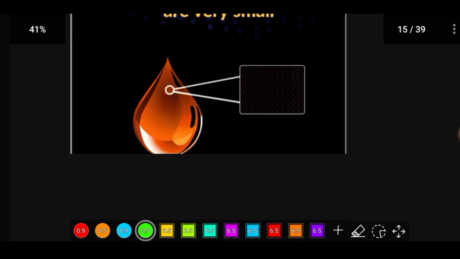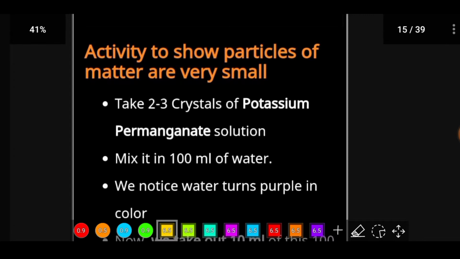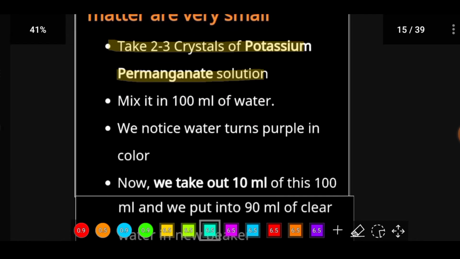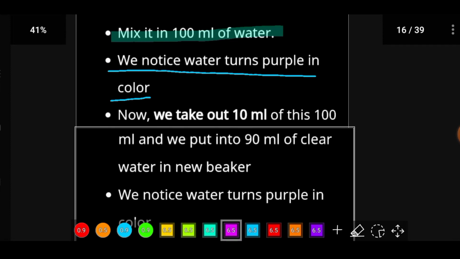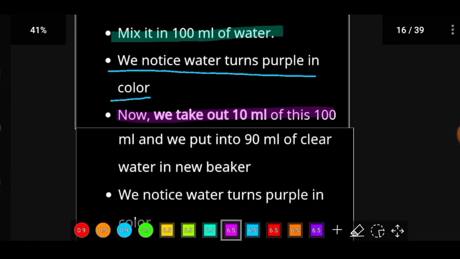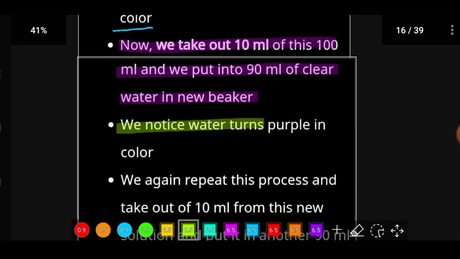Activity to show particles of matter are very small. Take 2 to 3 crystals of potassium permanganate. Mix it in 100 ml of water. We notice water turns purple in color. Now we take out 10 ml of this 100 ml and put it into 90 ml of clear water in a new beaker. We notice water turns purple in color.